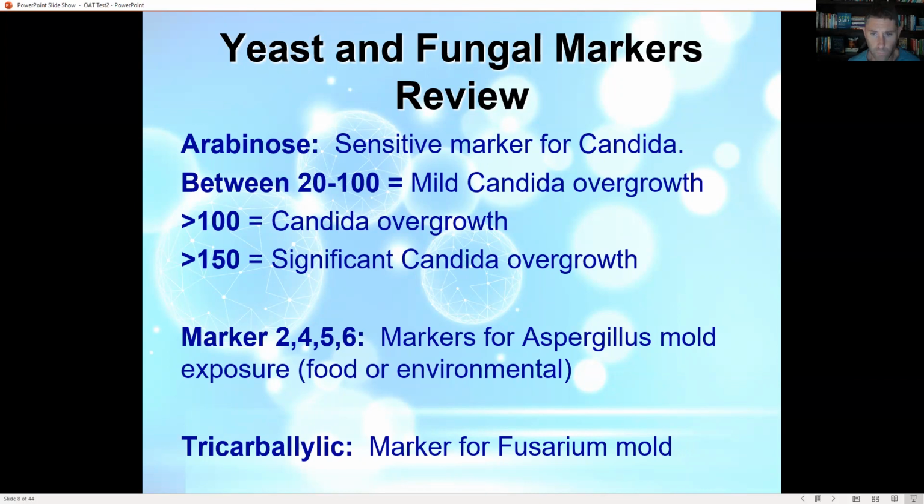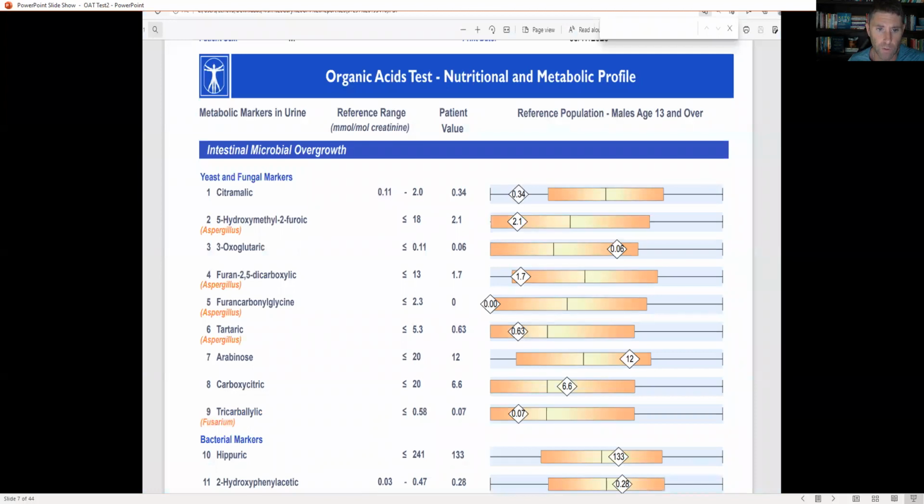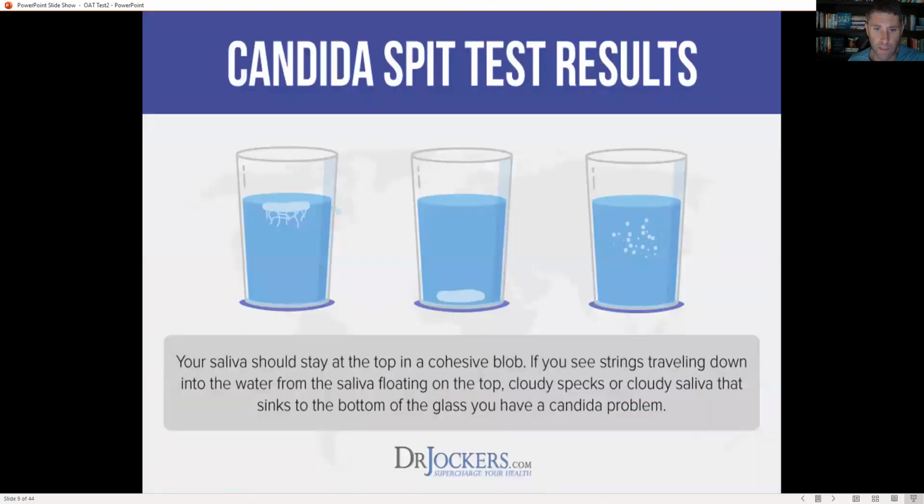Again, markers 2 through 6 are markers for Aspergillus, from food or the environment. And then there's tricarboxylic, which is at marker 9. It's a marker for Fusarium mold, which is a different type of mold that will show.